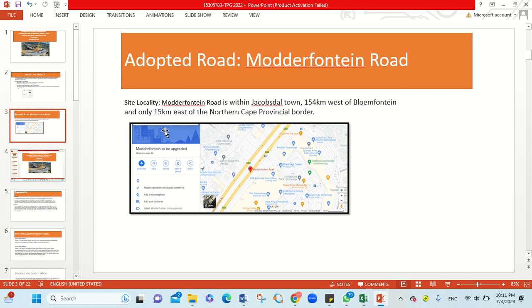Adopted road. I adopted Fontaine Road, which is based in Jacobsdal town, which is 154 kilometers west of Bloemfontein and only 15 kilometers east of the Northern Cape. I have shown the location of the site using Google Maps, as shown below.